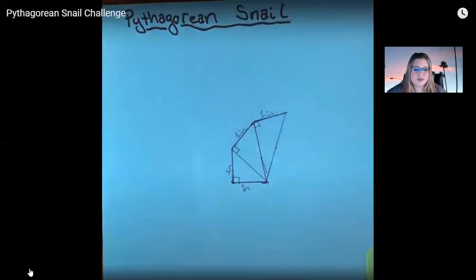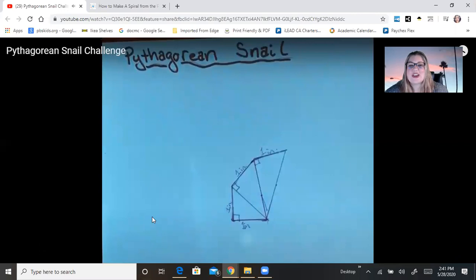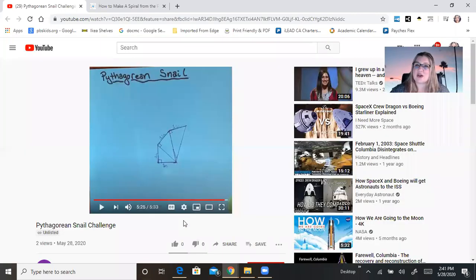So your challenge. I got ahead of myself. I want to tell you what the challenge is. Your challenge is to do the same thing, to continue that pattern until it goes all the way around and meets with the original line so that it makes this beautiful looking snail shell, and then color it in. Make it beautiful. I'm going to show you mine tomorrow as well so you can see what it looks like.